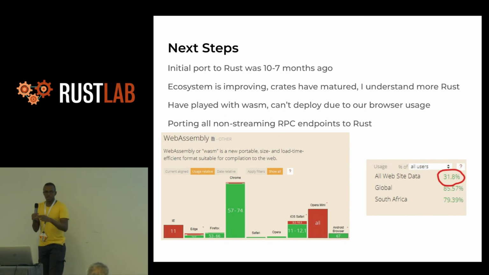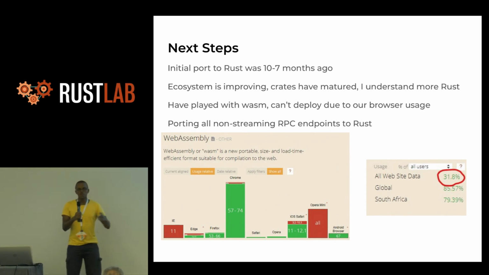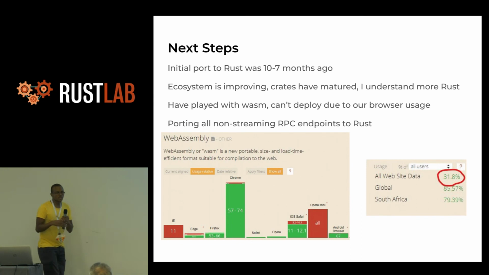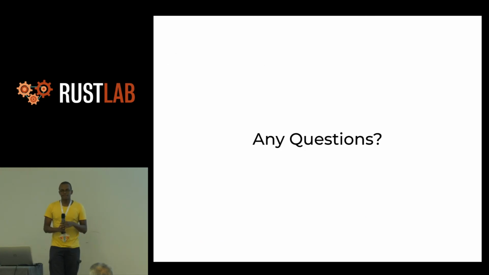I've tried using WebAssembly for the vehicle stuff to create an estimate between every 7 seconds to create a smoothly moving vehicle in between. But it's no use putting it to prod because I'd have to worry about Opera Mini users, etc. So the other idea is to port all the other non-streaming RPCs to Rust. So we'll see as time goes along. Any questions?